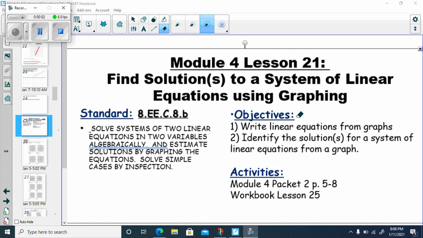This is Module 4, Lesson 21. We're going to find solutions to a system of linear equations using graphing. There's lots of ways to find solutions to a system of linear equations. We're starting out with graphing.